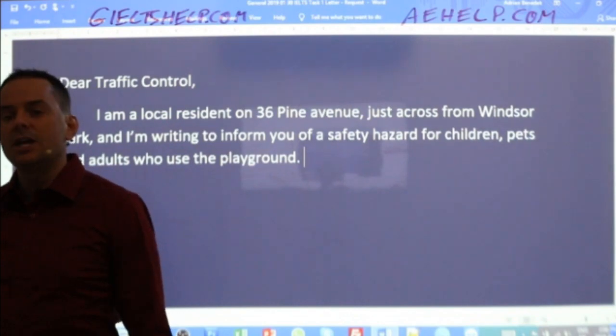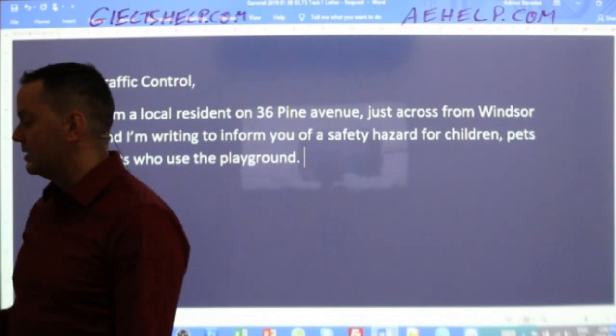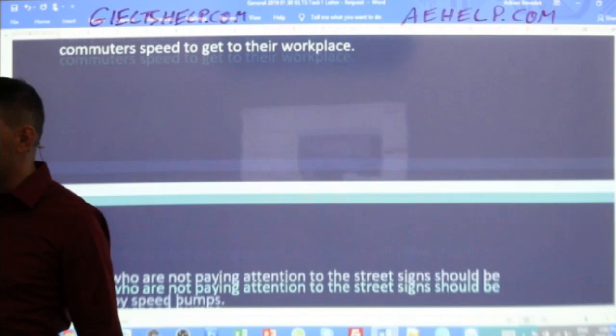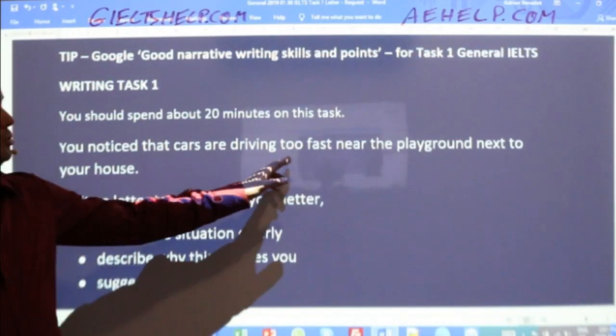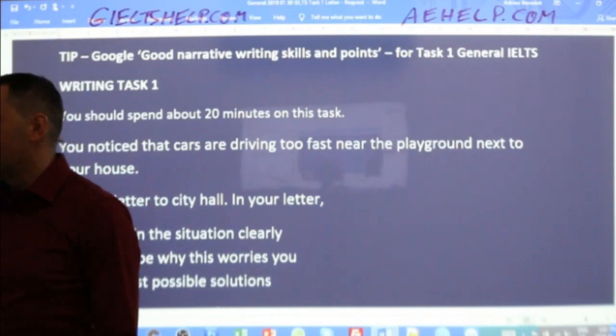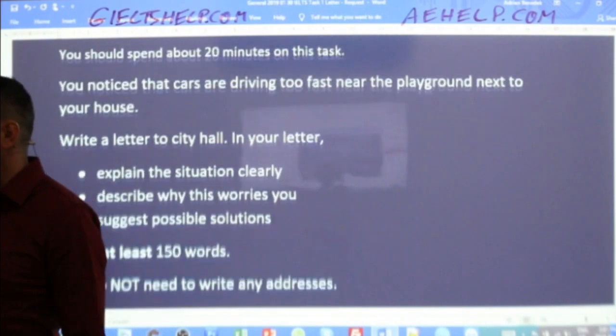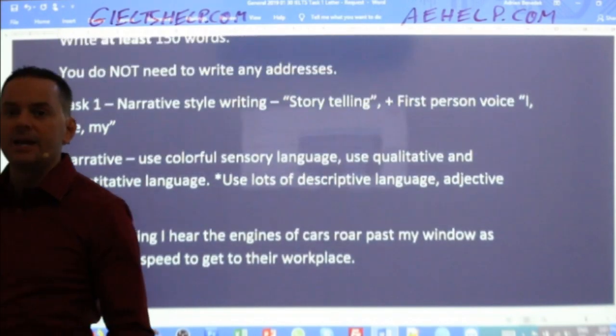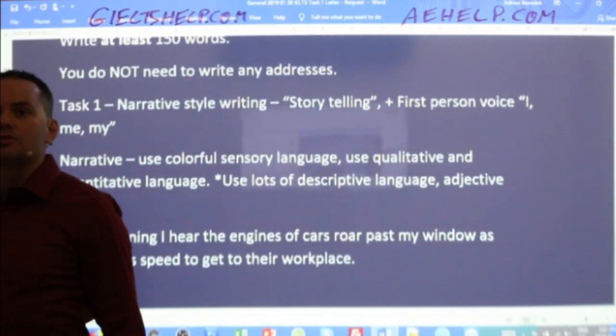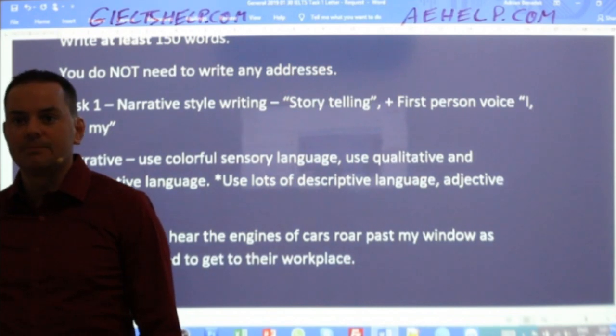Manzir, don't change the intent of the question. I'm not sure if you saw the question, but you're concerned about cars driving too fast near the playground, not about the traffic lights or the crosswalk. So make sure you stay on the same topic and controlling idea. Okay, it's important. All right.